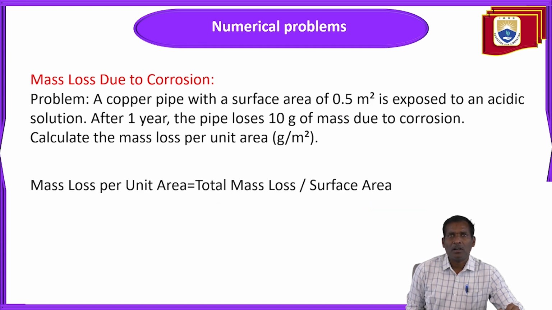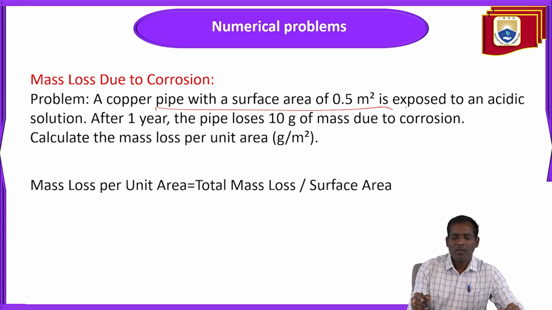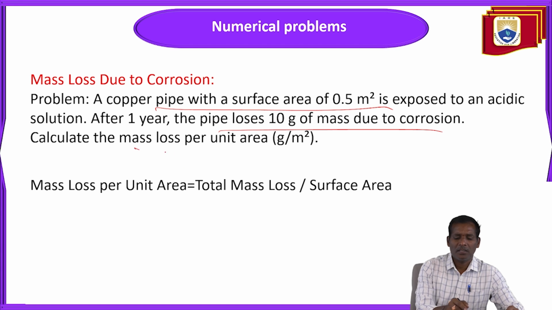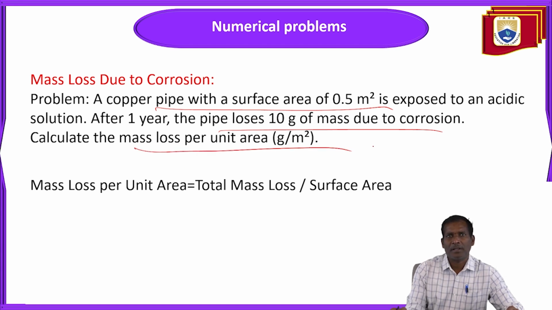So next, mass loss due to corrosion. A copper pipe with a surface area of 0.5 meter square is exposed to an acidic solution. After 1 year, the pipe loses 10 grams of mass due to corrosion. Calculate the mass loss per unit area, gram per meter square.